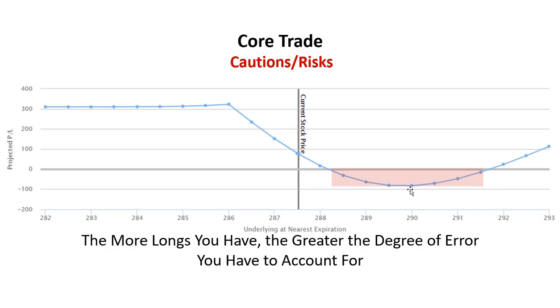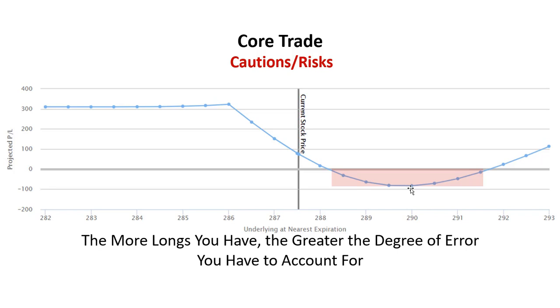Well, the more longs I have, the greater the degree of error that I have to account for in this dead zone. What if it's wrong? What happens if it's wrong? Well, it means that I might actually be risking, instead of, let's say, $90, I might actually be risking $125. All right. And if I have a lot of longs on compared to the number of shorts, I might be risking even more.